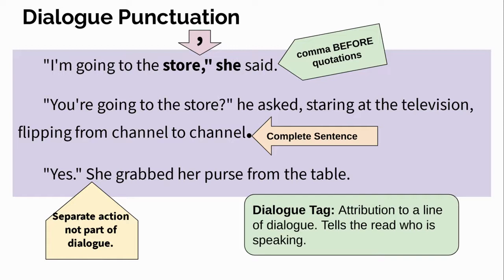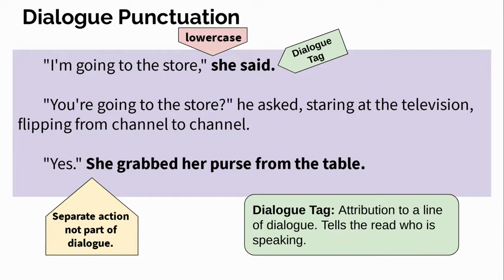So attribution to a line of dialogue tells the reader who is speaking. You don't always have to have it, right? As long as it's clear who's speaking. You'll notice that authors will drop the dialogue tag, right? Readers generally won't even read it after they know who's speaking. They'll only need it for cues, as if maybe the dialogue has gone on so long that they forgot whose line it was, right? So in that case, you would put the dialogue tag back in.